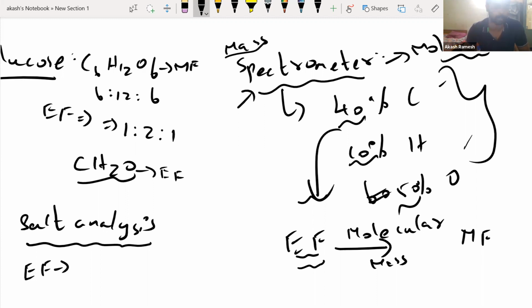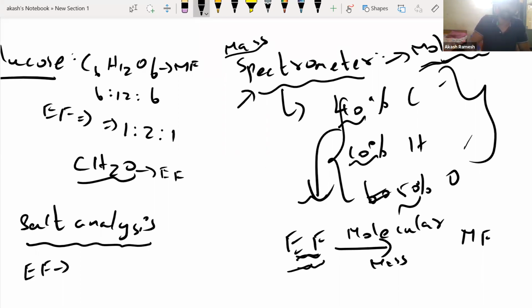Right, how a mass spectrometer works and all, please YouTube it. So now it will give you the empirical formula as well as the molecular mass. Empirical formula, not directly, it will give you these percentage values, and from that you can calculate the empirical formula. Molecular mass it is going to give you directly, like how a voltmeter shows volts. The mass spectrometer will show the molar mass value directly.